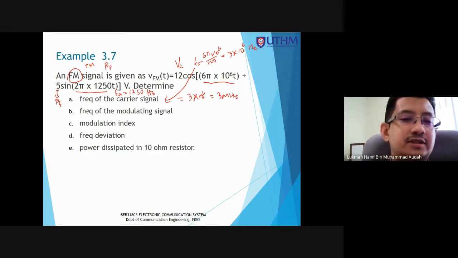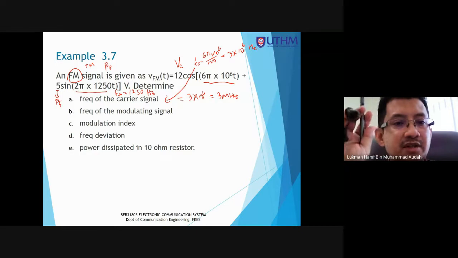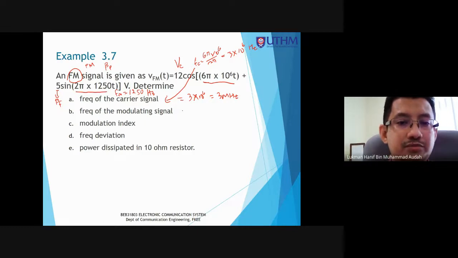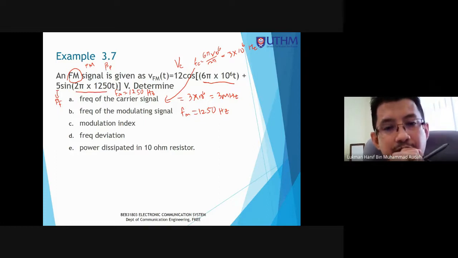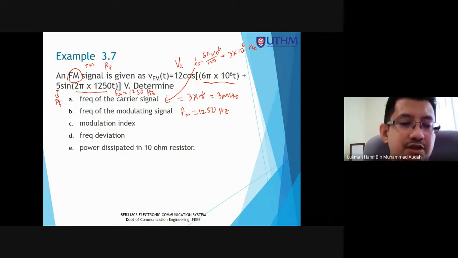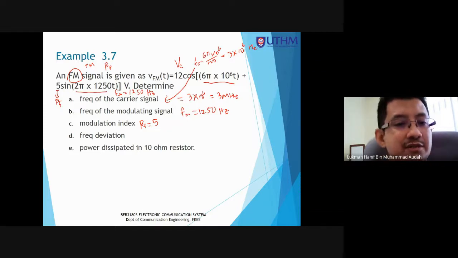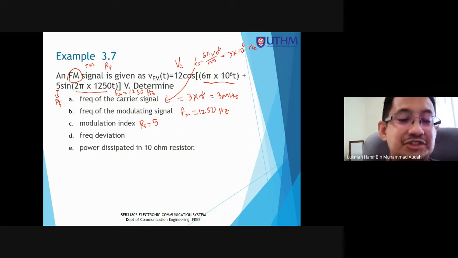Okay, simple, very straightforward. Determine the frequency of the modulating signal. Again, this has already been determined here, which is equal to 1250 hertz. So this is in terms of hertz. And then what? Modulation index. Very easy. Beta F sama dengan 5. This is from the equation. Okay, so ini senang sangat. So dalam exam tak macam ni lah. Sebab terlalu senang. This is straightforward, for example.